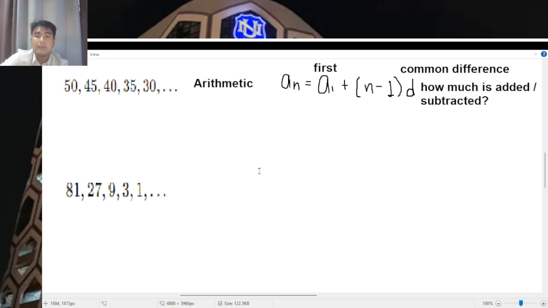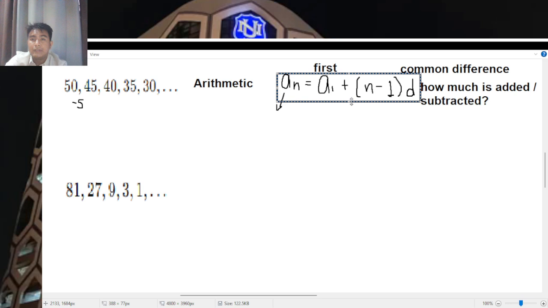So with that, let's try answering the formula for this. The sequence is decreasing by how much? How much is being subtracted in here? All right, it's subtracted by 5. So if I'm going to write this formula here, I'm just going to look for the first term and the common difference. Let me put a box in this formula so that we can discern the formula exactly.